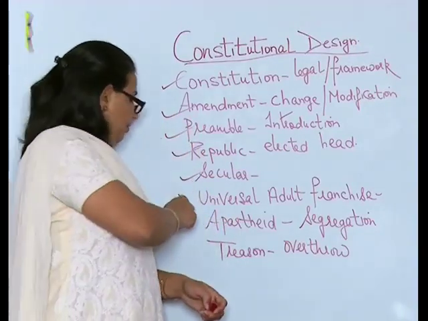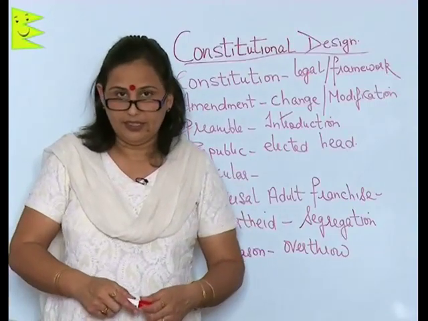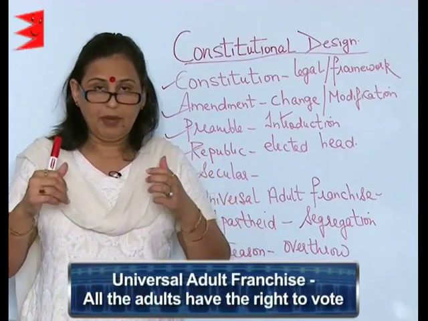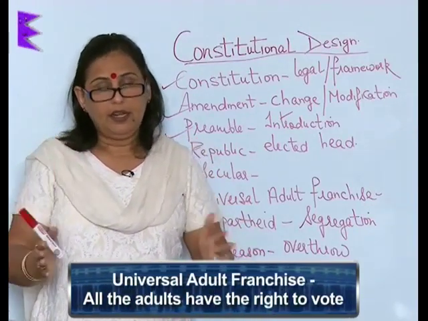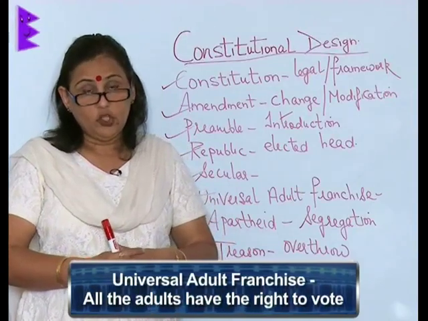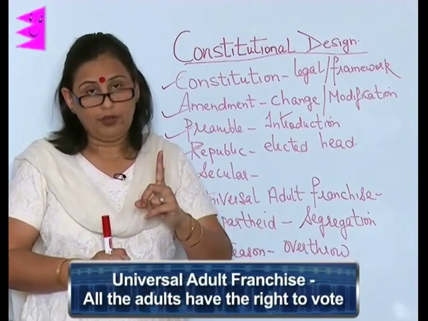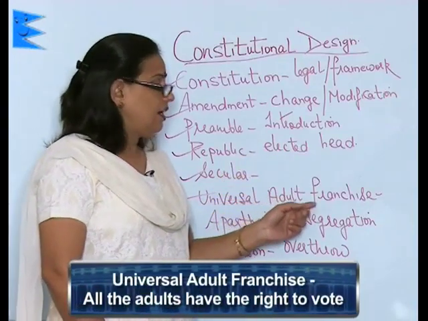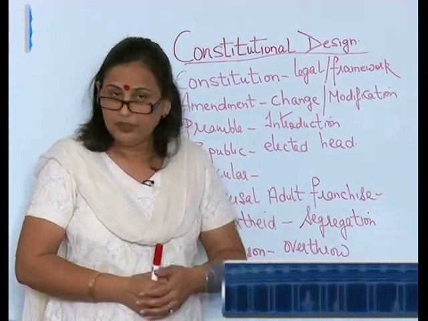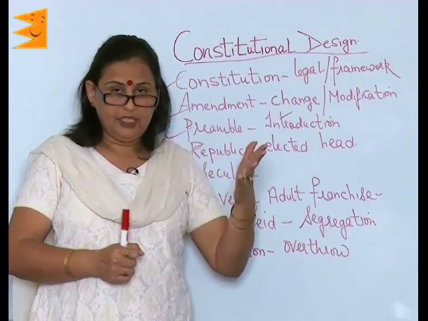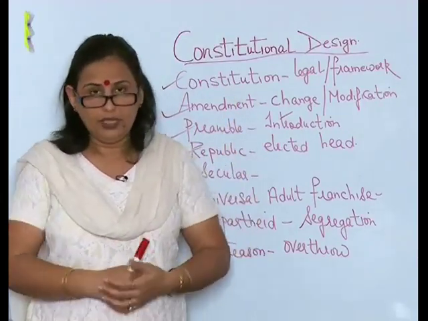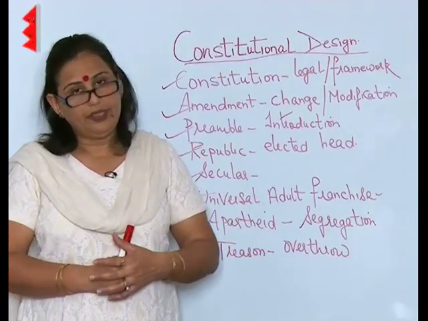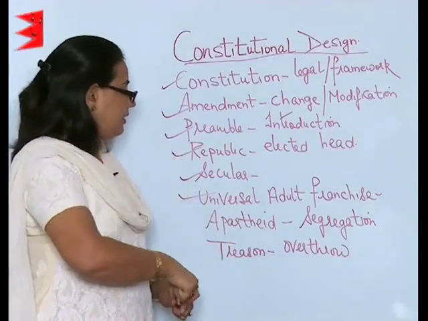Next is universal adult franchise. It is when all the people of the country, irrespective of all the differences, enjoy one vote, that is voting right. It's called universal adult franchise. The age could vary from 18 to 21 or more than that, but it just means all adults enjoy this right. Next is apartheid.